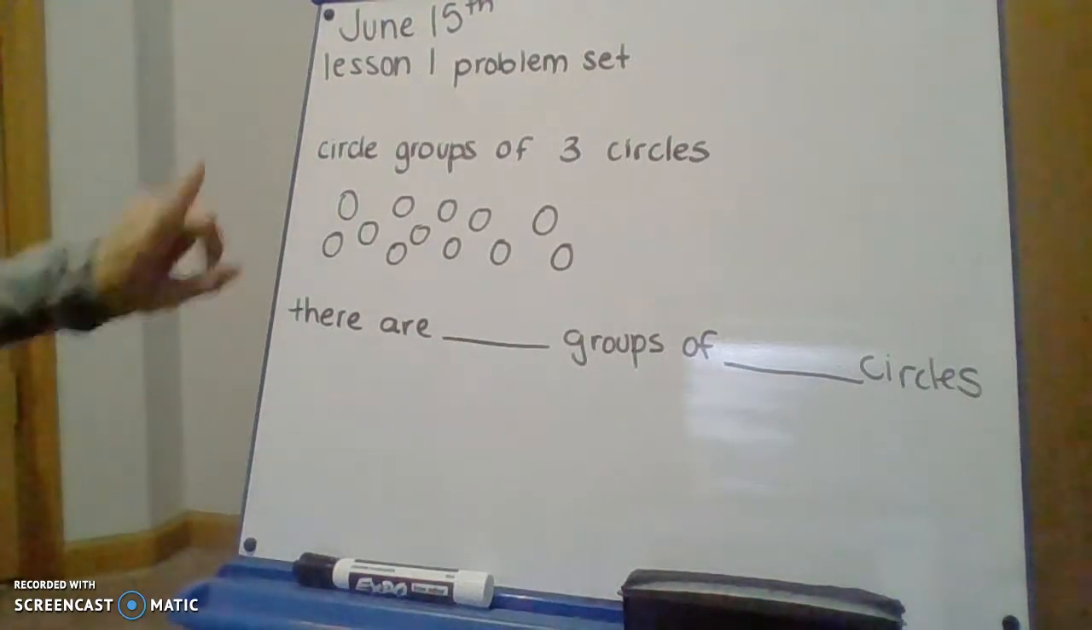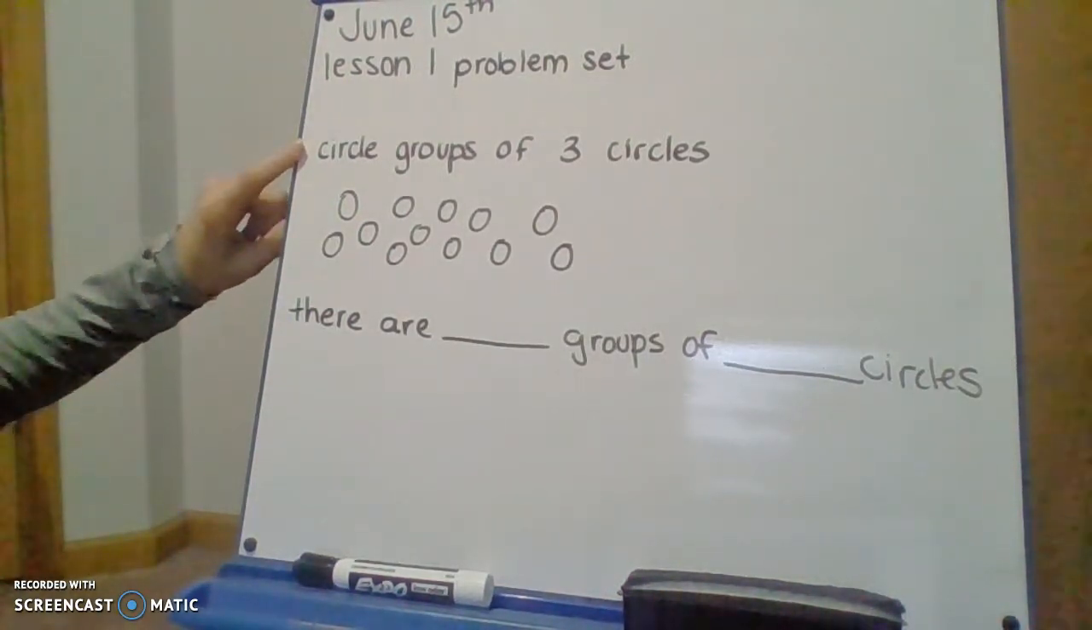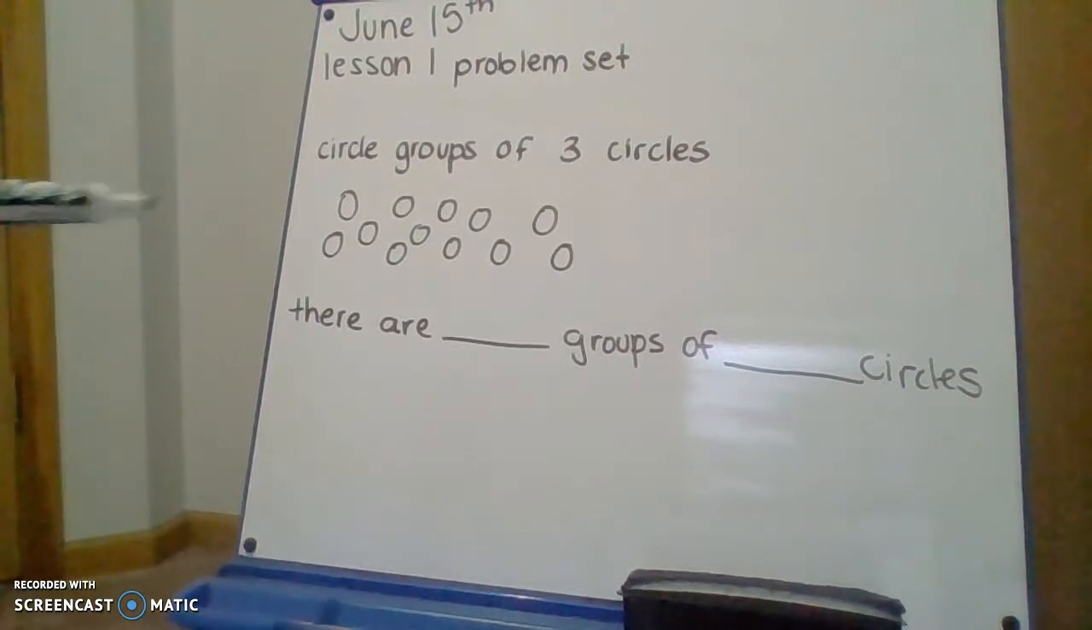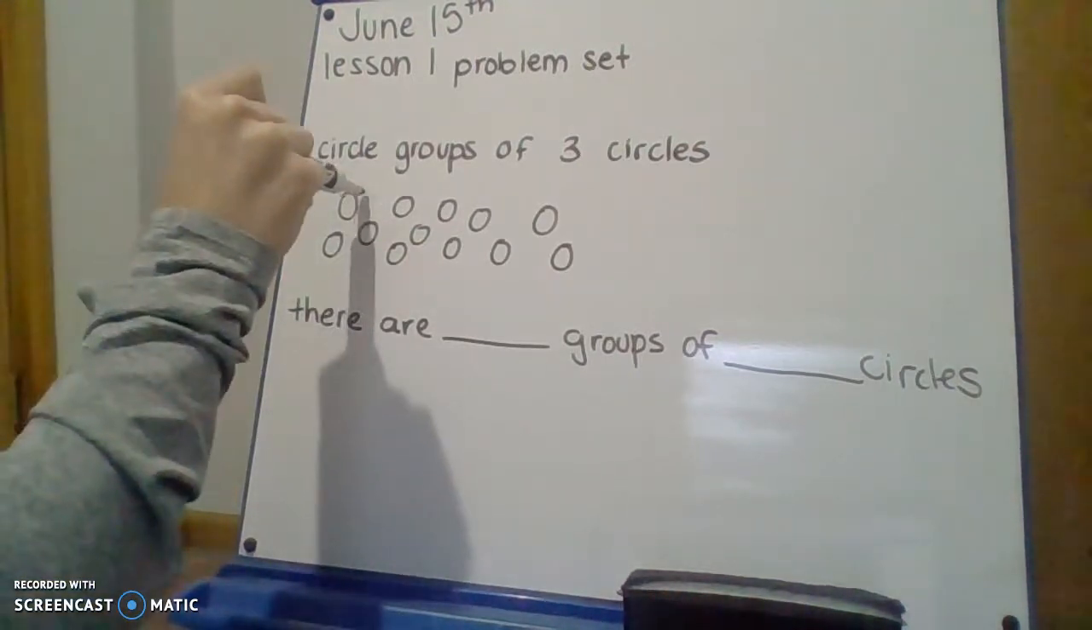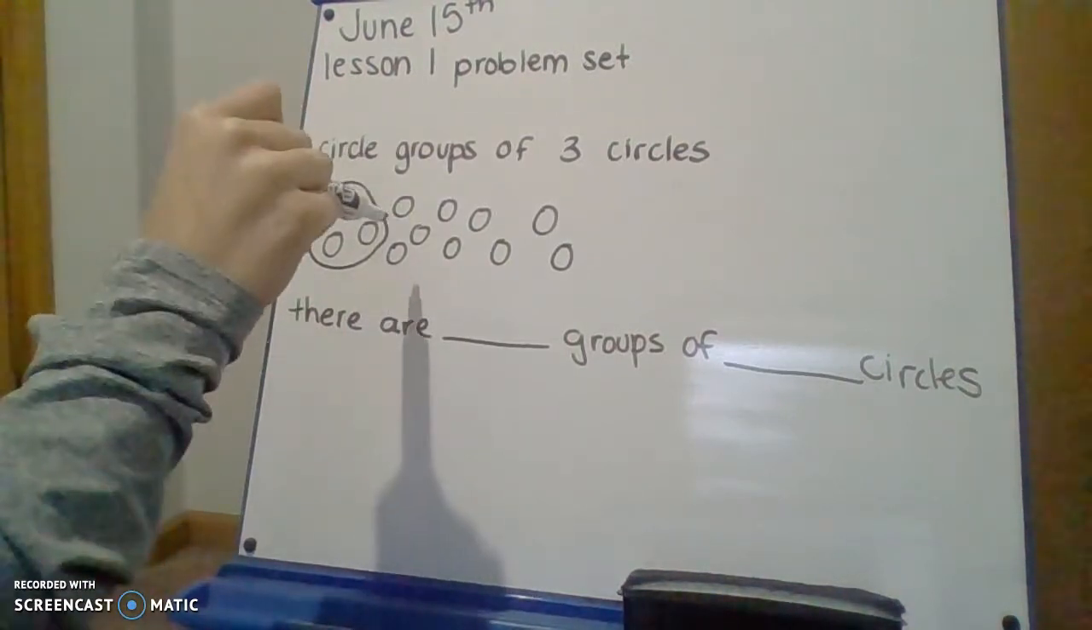So I have directions up here and it says circle groups of 3 circles. We want to make them equal. Remember, when we're doing arrays, we want to make them equal. So you're going to go ahead and start circling. Now, just be careful when you circle because this has happened before.